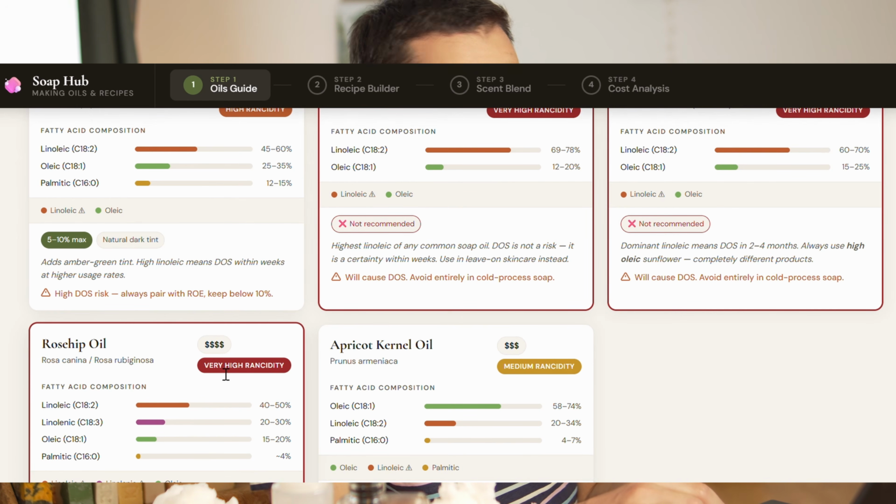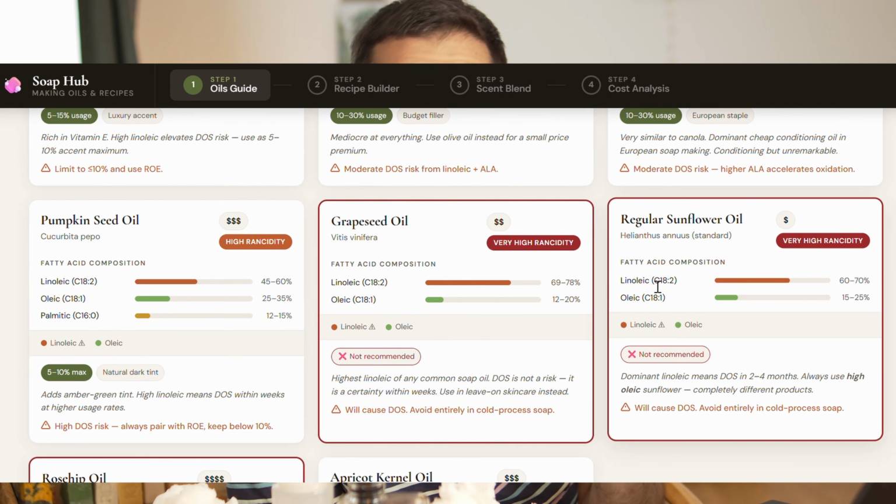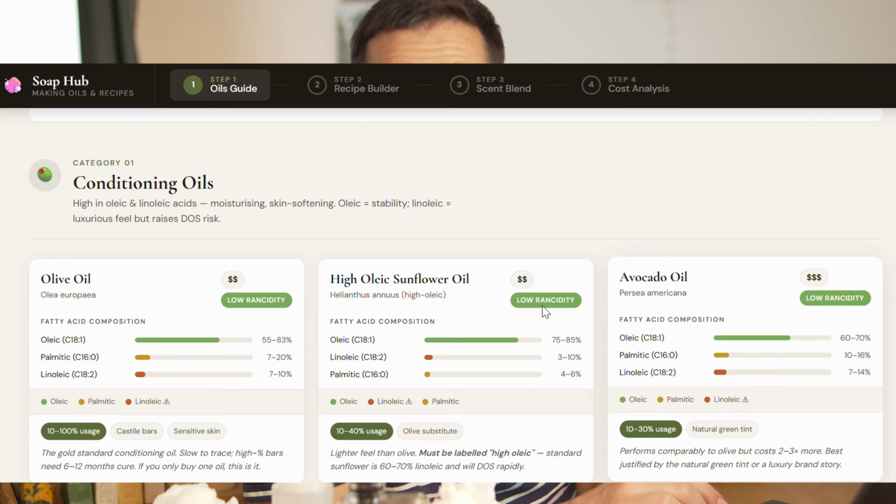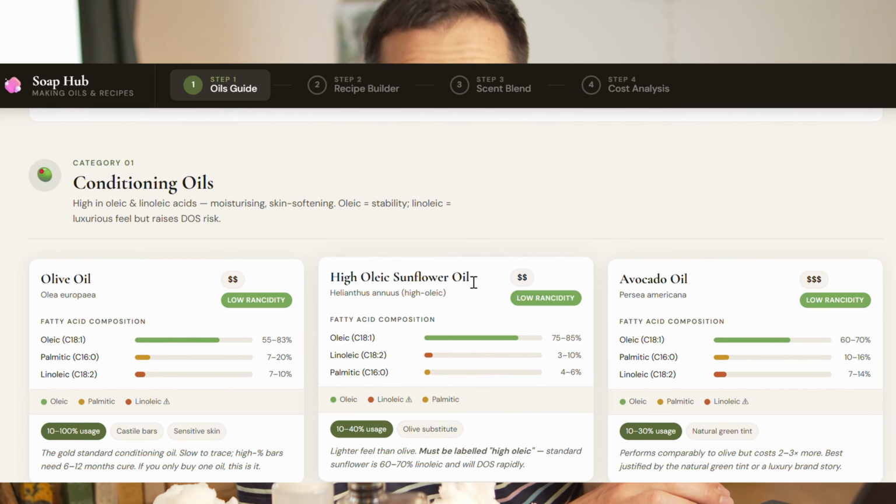And when it comes to regular sunflower oil, it's high in linoleic acid, but there is a procedure where you can find sunflower oil that has been treated so that it has a high concentration of oleic acid. You will find that it's called high oleic sunflower oil, and that actually works well.